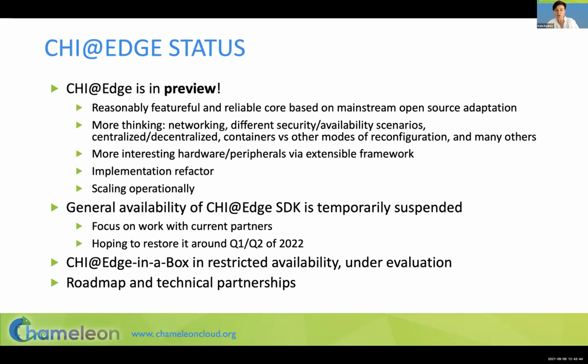We would like to make it work with more hardware, with more peripherals, and we'll probably do a significant implementation refactor and maybe even a bit of a pivot. So I would say, though, that the main reason why CHIEdge is in preview right now is not necessarily the lack of features or the quality of the implementation, but the inability to scale operationally right now, right? So the implementation needs to get a lot more robust and a lot more operable for us to take it out of preview.